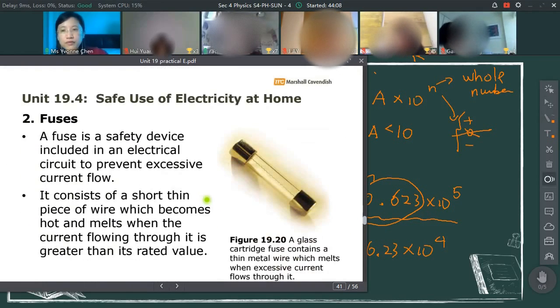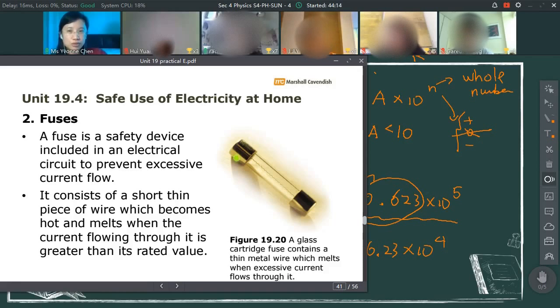Now we talk about fuse. I think very few families nowadays use fuse. Mainly landed, like if you stay in a landed house, they may still use fuse. So fuse is a device including an electrical circuit to prevent excessive current flow. Most of the time we try to control the current flow because high current may cause overheating, may cause fire.